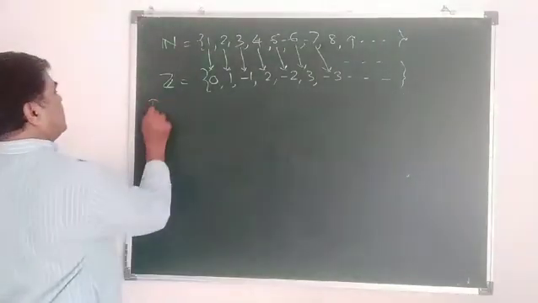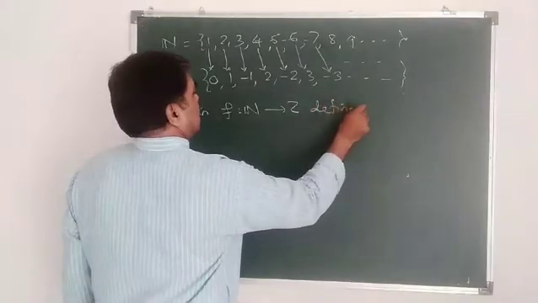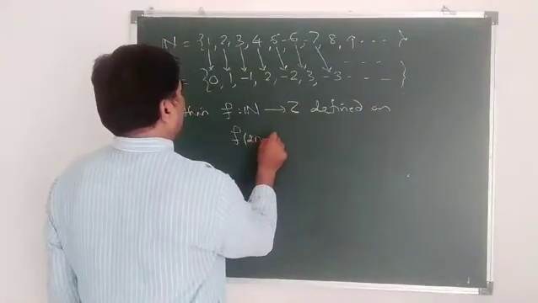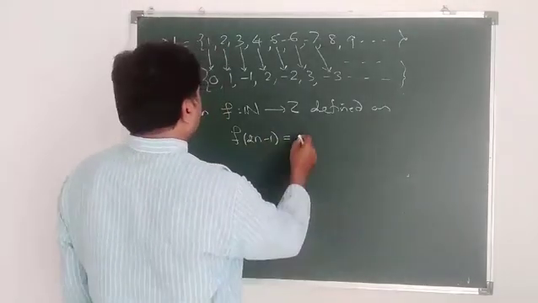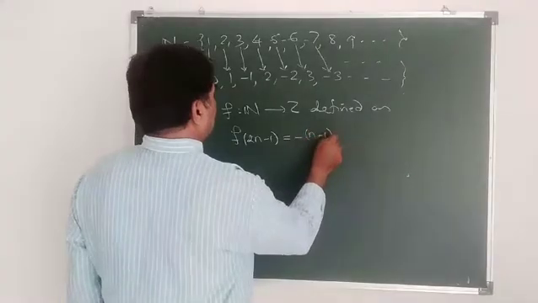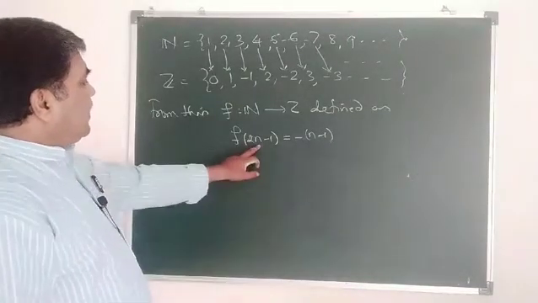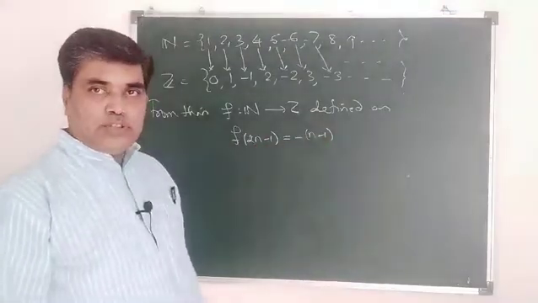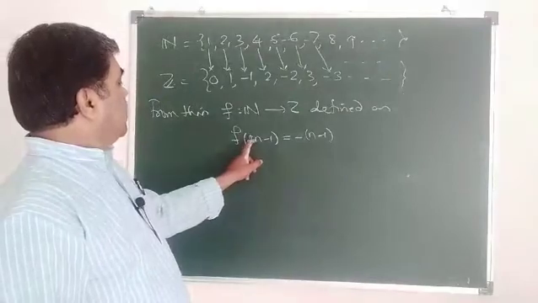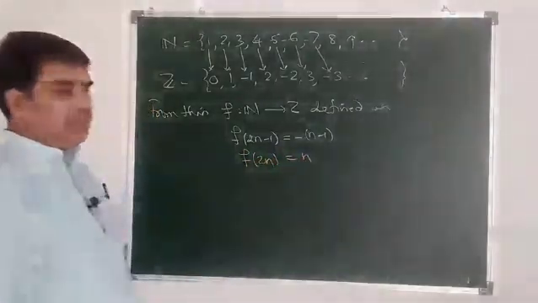Okay, so from this, f from N to Z is defined as f of 2n minus 1 equal to minus of n minus 1, and f of 2n is equal to n. If I put n equal to 1 in the first, 1 minus 1 gives 0. And f of 2n is equal to n.